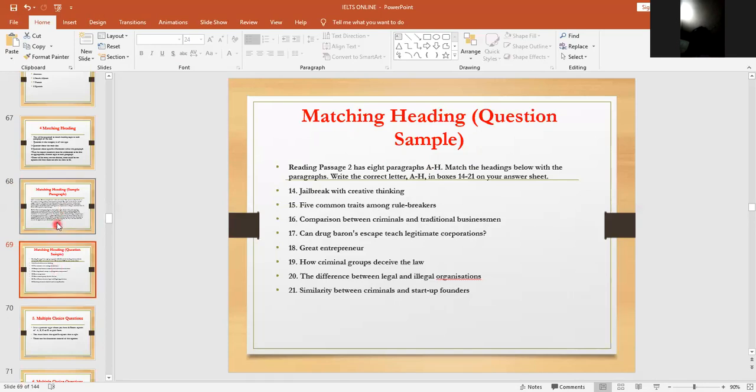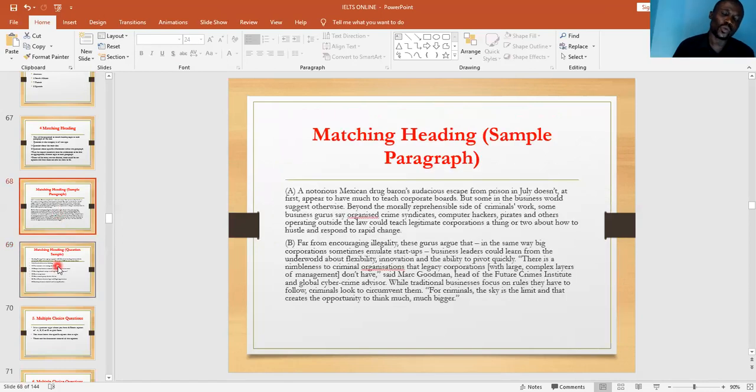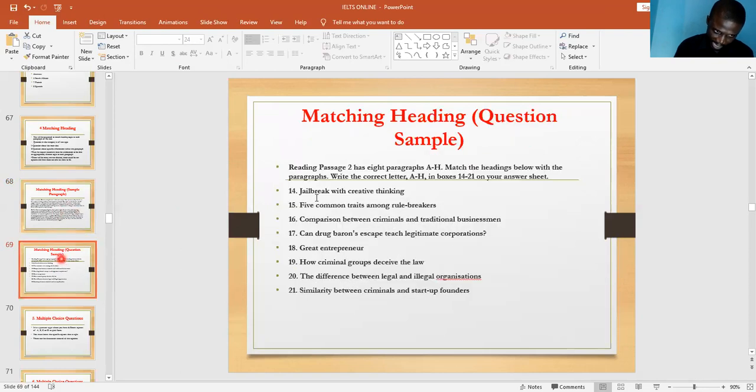Okay, so when you first of all check the question, you know that this is a matching task question. If you look at the question, it says reading passage 2 has 8 paragraphs, A to H. Match the heading below with the paragraph. So it's more like a heading, more like a summary point of each paragraph.